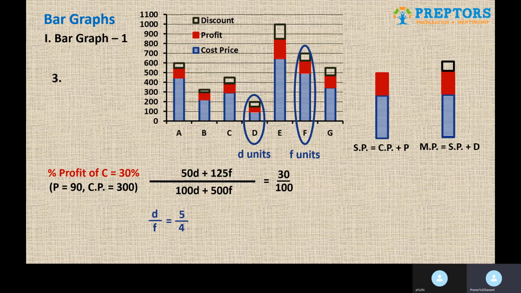You just need to cross multiply these two things. After cross multiplying, you will get D upon F as 5 upon 4. Hence, 5 is to 4 is the correct answer. So we must sell D and F in the ratio of 5 is to 4.